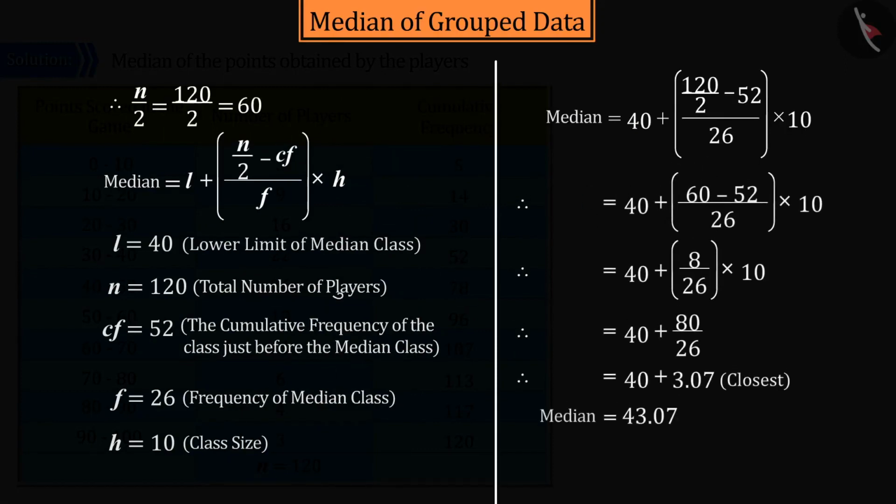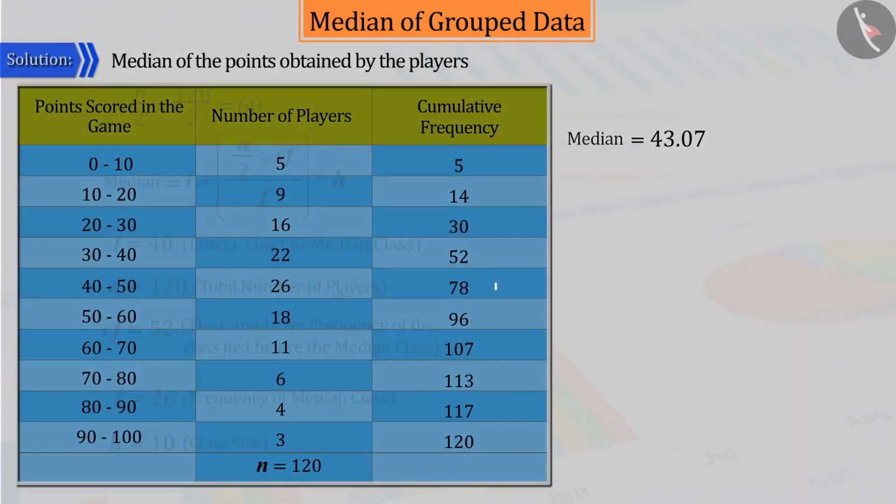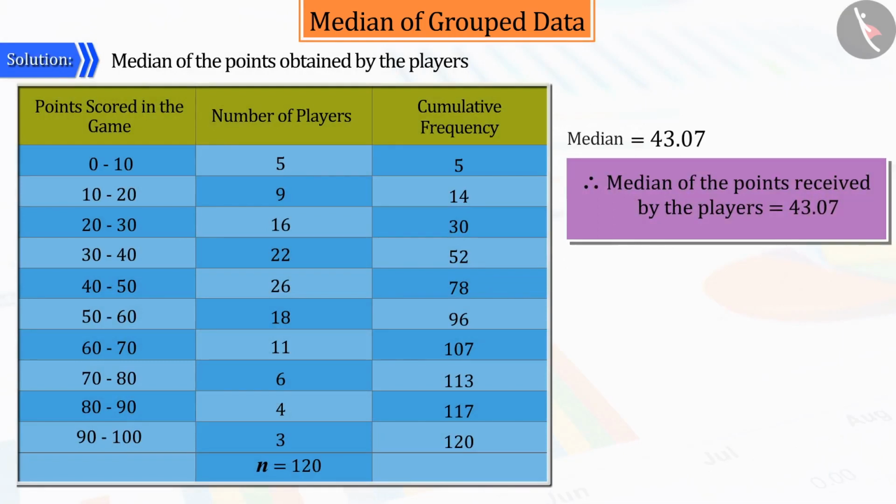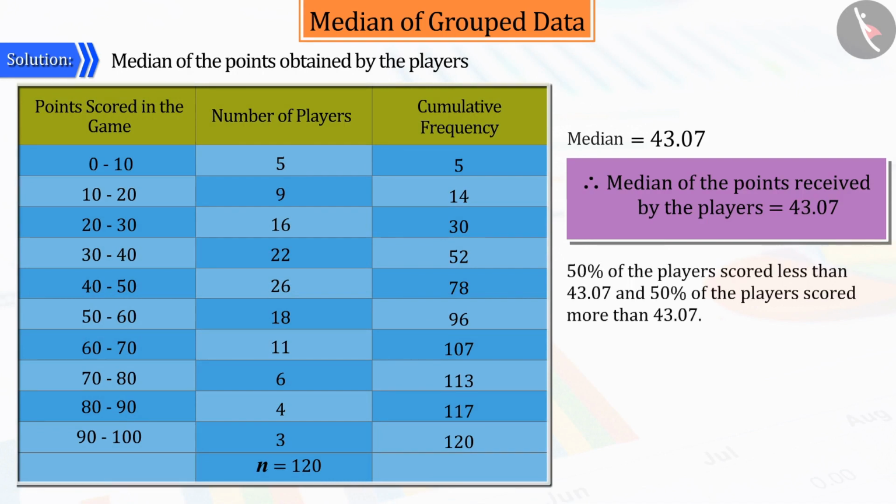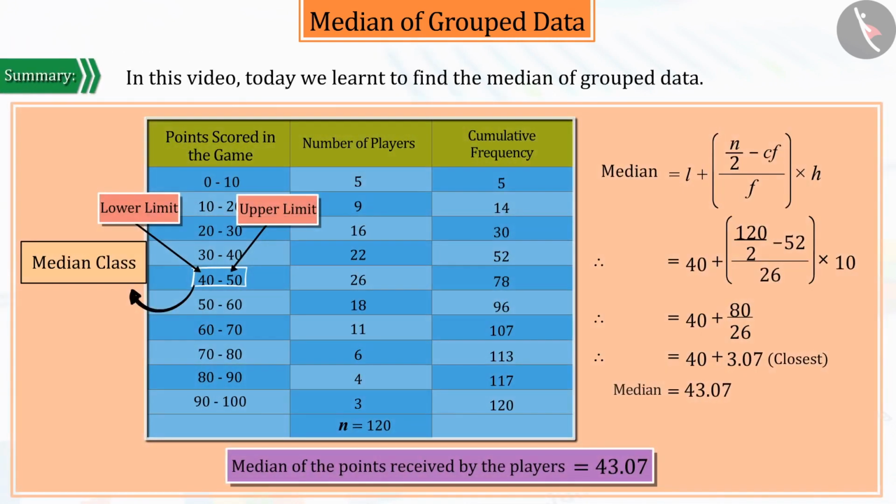gives 43.07. So we can say that the median of the points obtained by the players is 43.07. This means that approximately 50% of the players have got points less than or equal to 43.07, and the remaining 50% of the players have got points more than or equal to 43.07. In this video, today we learned to find the median of grouped data.